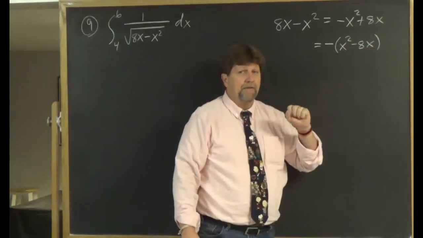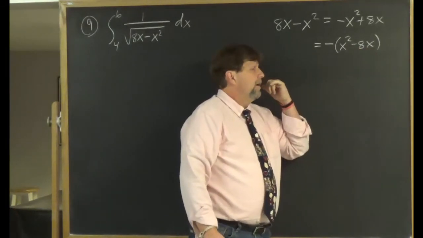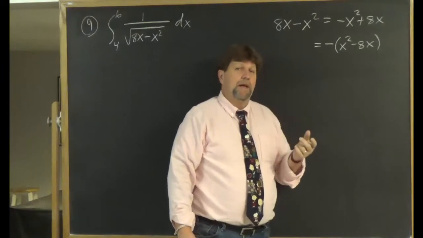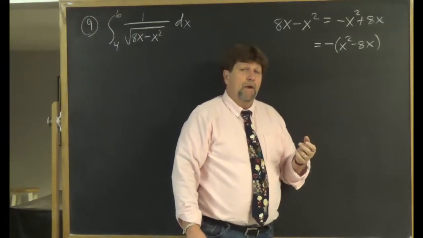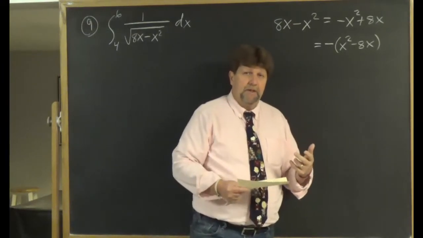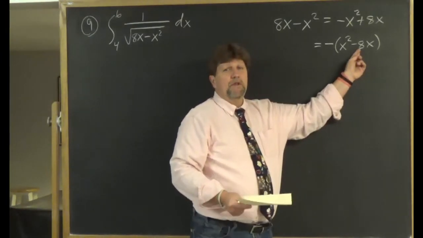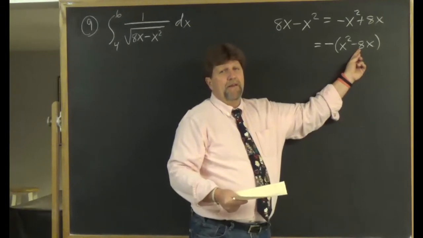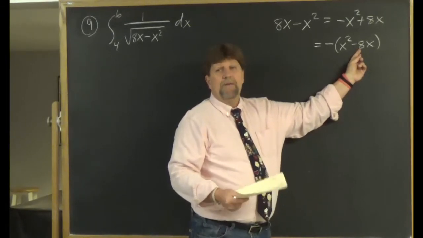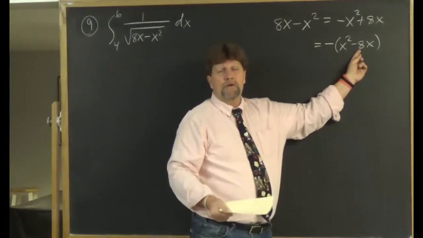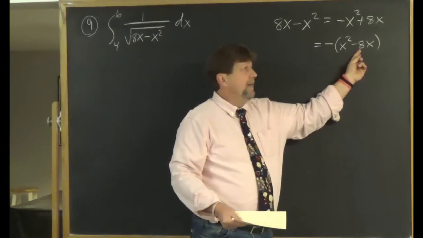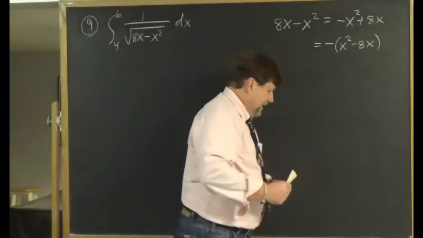Okay, now I look and I say to myself, what would I have to have appear inside the parentheses here? What number would have to appear so that I would have a perfect square that could be factored? Well, the process of completing the square to determine that number is you take half of this number and then square it. Half of negative 8 is negative 4. Negative 4 squared is 16. So I have to add 16 in there.